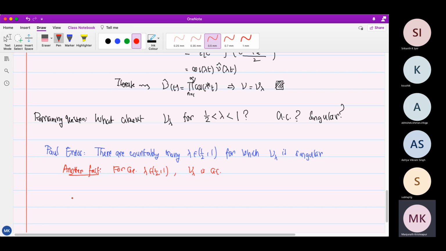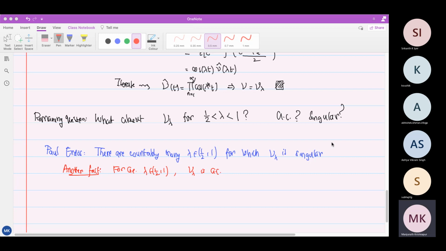What we have a good handle on here is the Fourier transform. In terms of the Fourier transform, what would you use to show it's not absolutely continuous? Riemann-Lebesgue or something. Exactly, Riemann-Lebesgue. Riemann-Lebesgue says that if a measure is absolutely continuous, then its Fourier transform goes to 0 at plus minus infinity. So if you find that the Fourier transform does not go to 0 at plus minus infinity, then you are done. It's not absolutely continuous, and in this particular case it forces it to be singular.